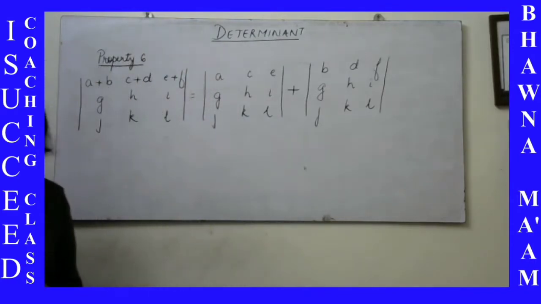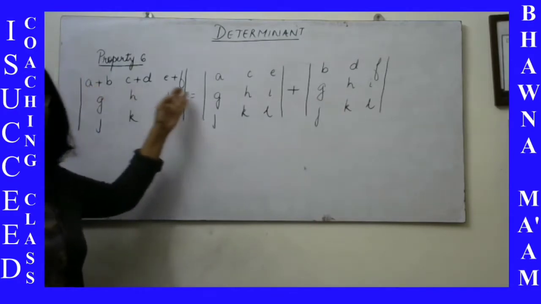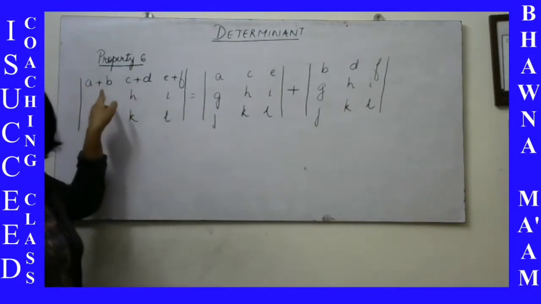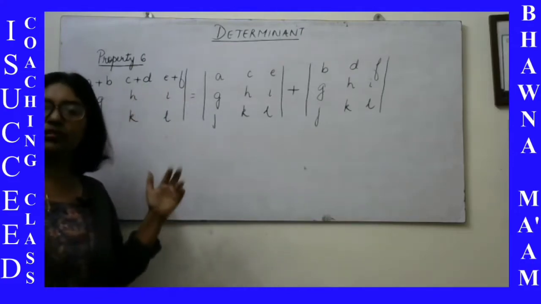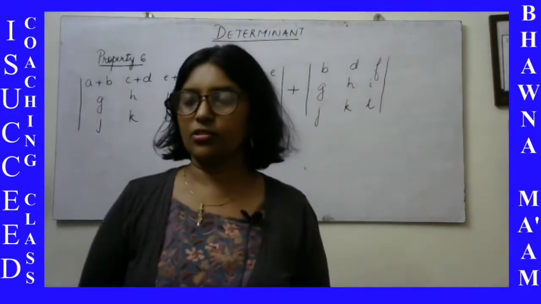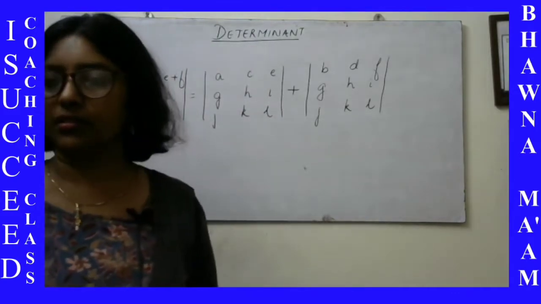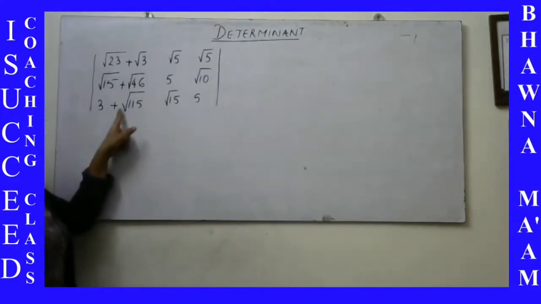And so for the first example, just see the property once again. If any one row or column has two entries like this, then you can split it up. Okay, the remaining two rows or two columns will stay as they are. Fine. So we'll take up one of the examples and see how it works. So this is the first example that I am taking up.